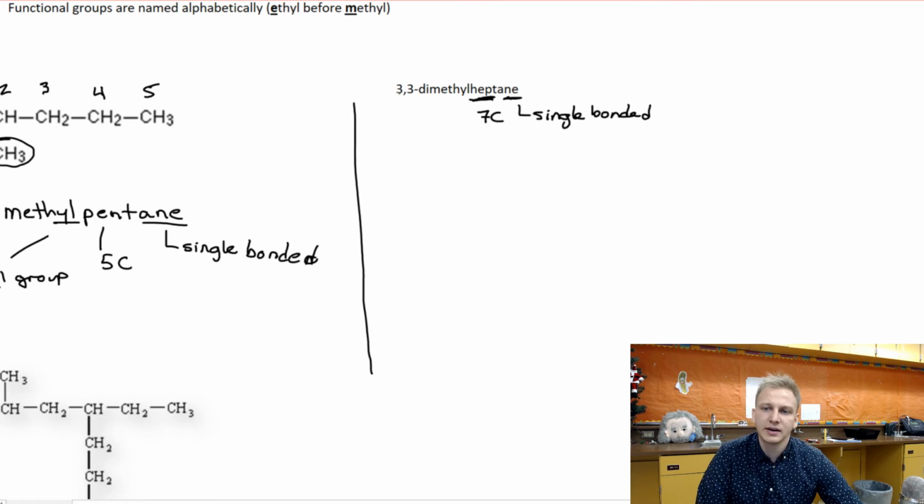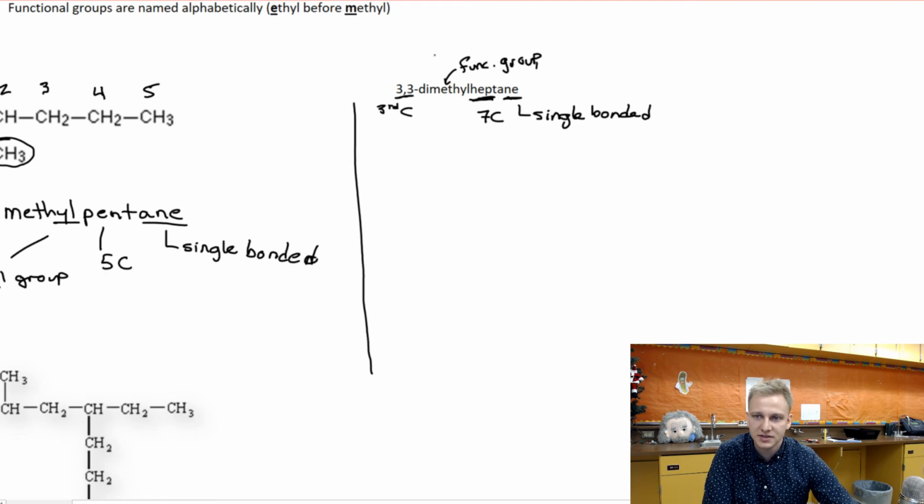Now what I've got here is I have a 3 and a 3. So I know that on the third carbon, I'm going to have some sort of functional group. And I can see that that functional group will be a methyl. This is the functional group. Now, what's interesting here is a word that we haven't yet encountered. We have this di here. I previously said that we won't use those Greek prefixes, mono, di, tri, tetra, penta, hexa, hepta, octa, nona, deca.